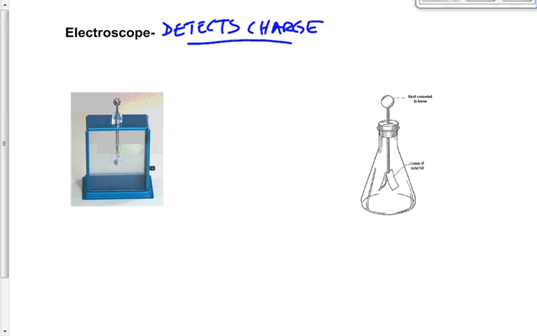We've got an electroscope that looks like this. There are two forms of the electroscope that you see on the board right now. They're more or less the same thing, they just look a little bit different. We've got a few of these in the back there, but they don't work very well, so there's not really much point in bringing it out.